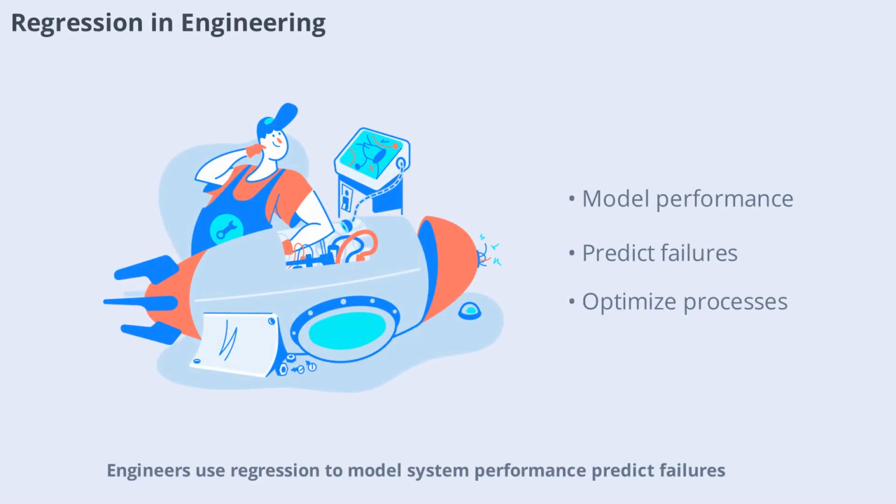Engineers use regression to model system performance, predict failures, and optimize processes. By understanding how variables interact, they can design better products and improve efficiency in manufacturing and operations.